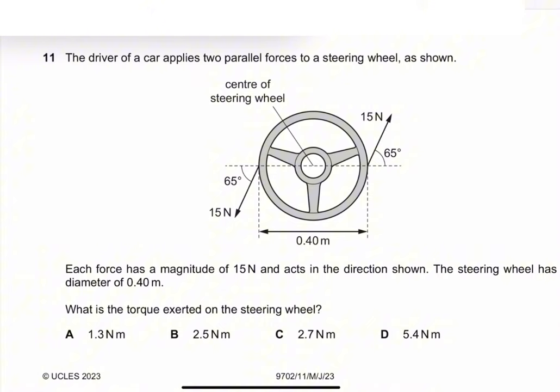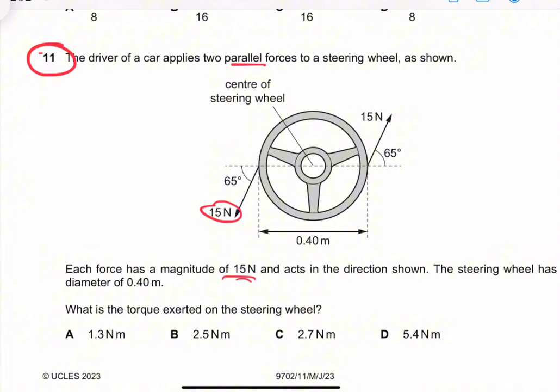Okay, so let's start off. We'll first start off with question 11. Now the question reads, the driver of a car applies two parallel forces. So we have two forces, that force and that force, to a steering wheel as shown. Each force has a magnitude of 15, as you can see here, and the steering wheel has a diameter of 0.40. What is the torque exerted on the steering wheel?